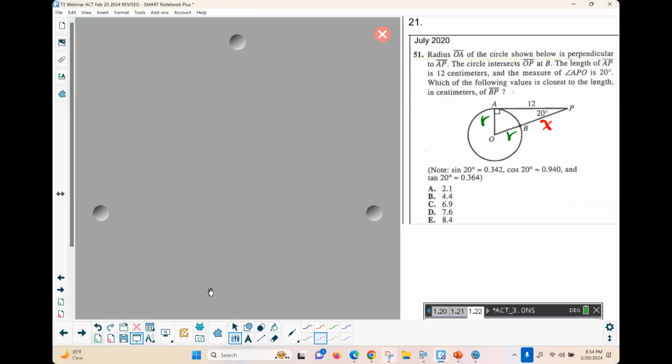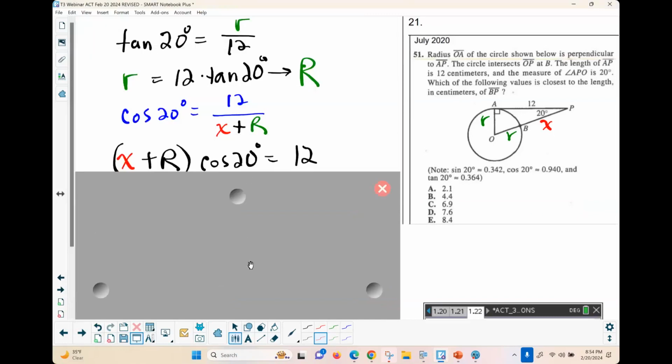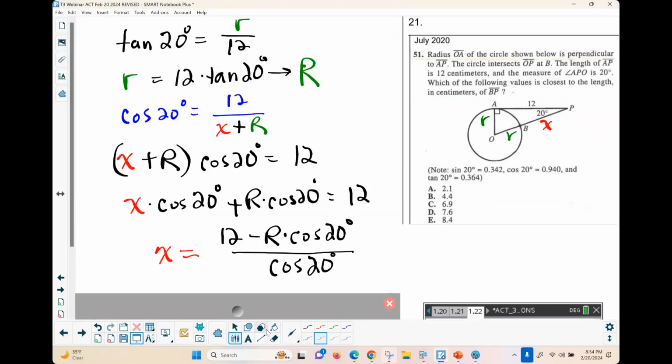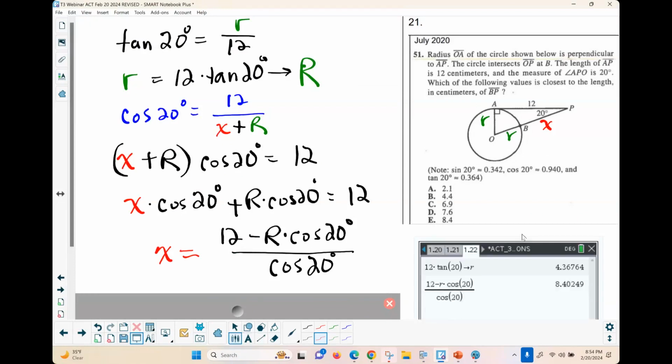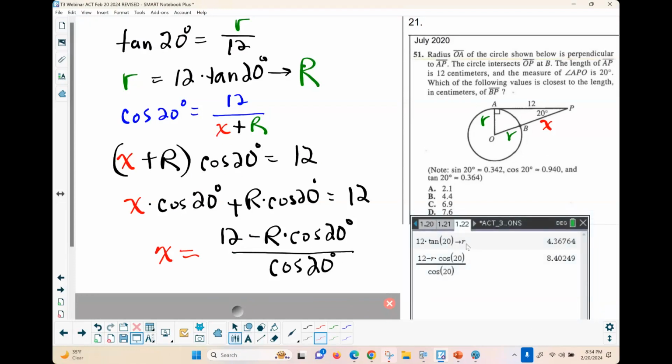On Nspire, again, same idea, only in Nspire. Again, I stored it in a small r, typed in the expression, and let the calculator do all the work.